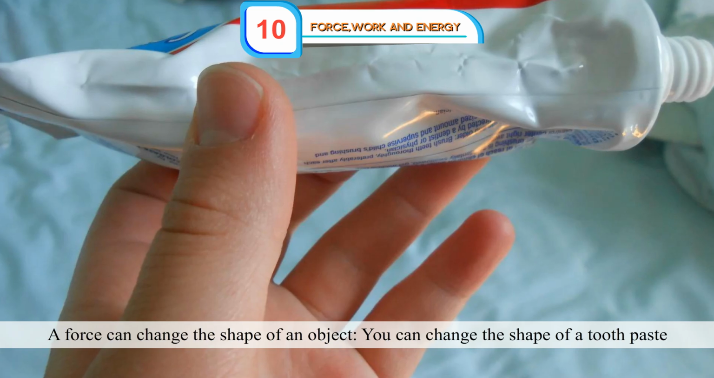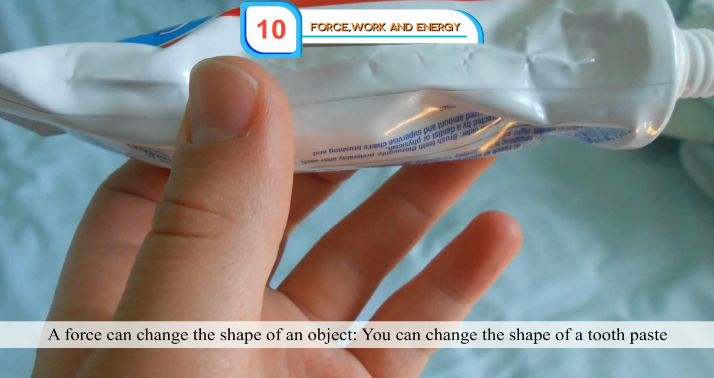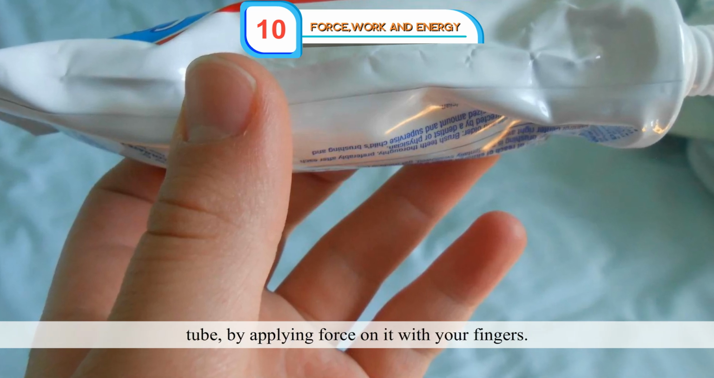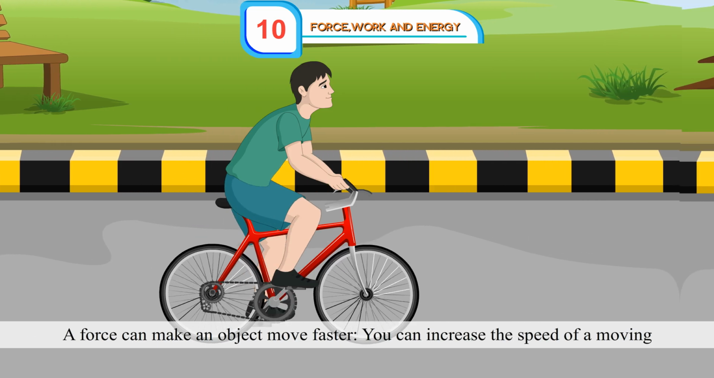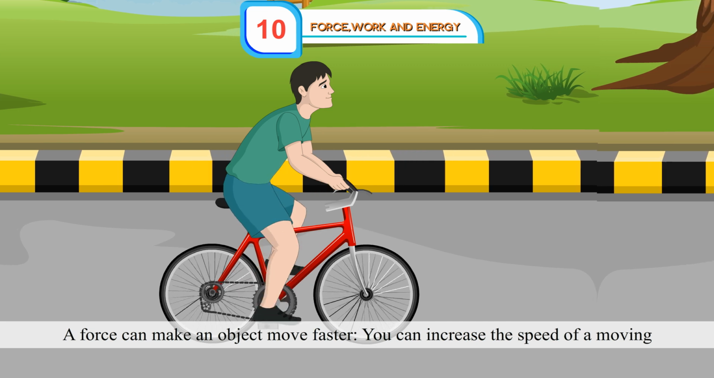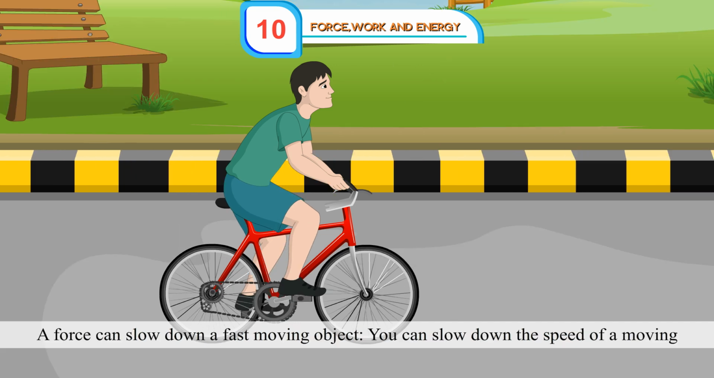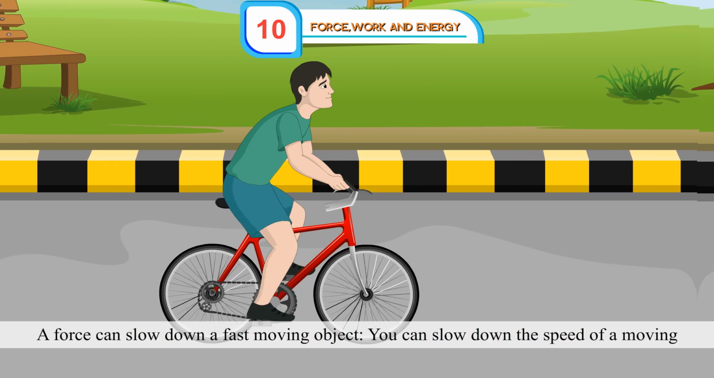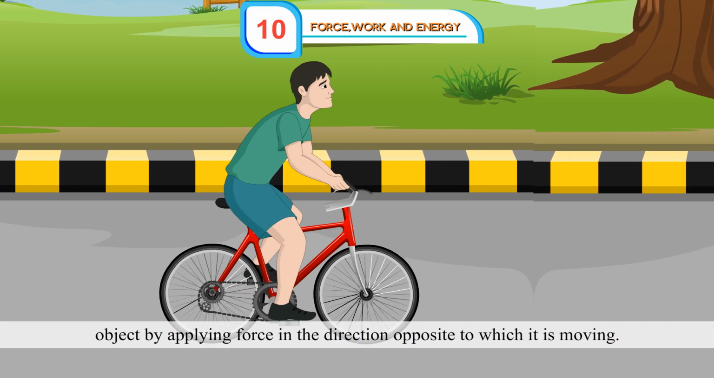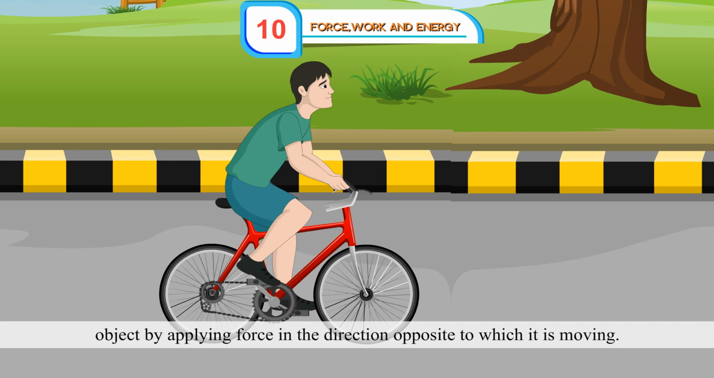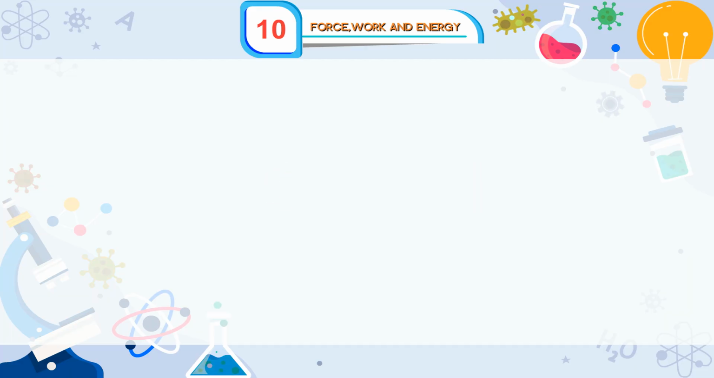When a bowler throws a ball towards you, you hit it with your bat and change the direction of the ball. A force can change the shape of an object. You can change the shape of a toothpaste tube by applying force on it with your fingers. A force can make an object move faster. You can increase the speed of a moving bicycle by pushing it in the direction in which it is moving. A force can slow down a fast-moving object. You can slow down the speed of a moving object by applying force in the direction opposite to which it is moving.